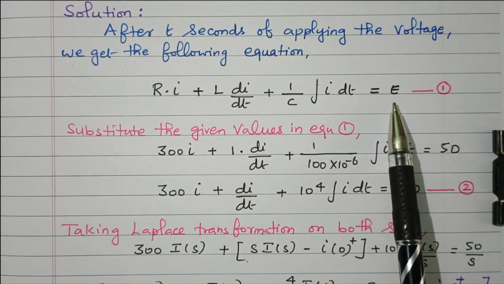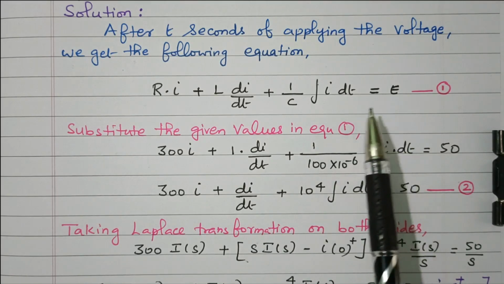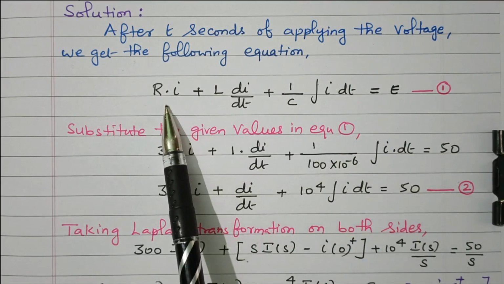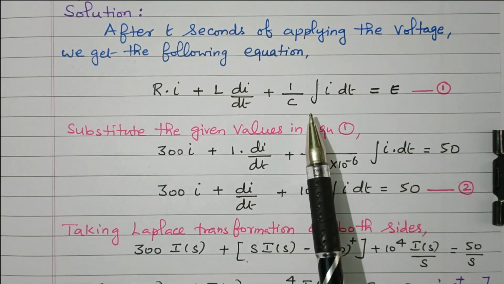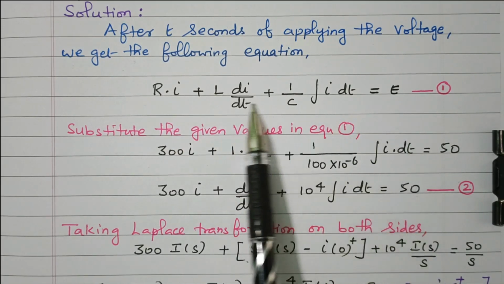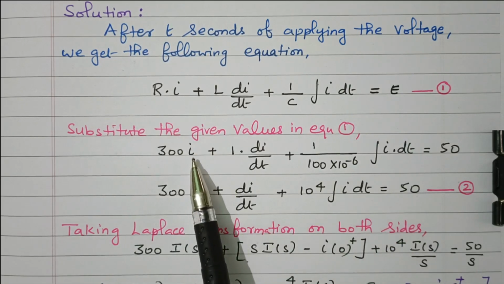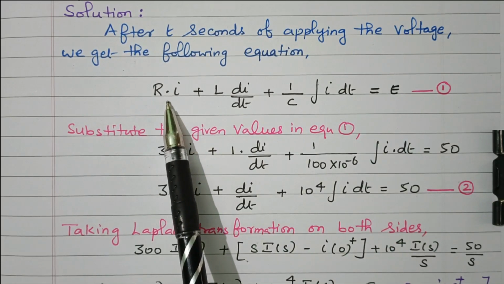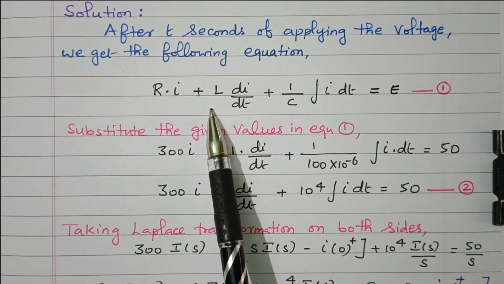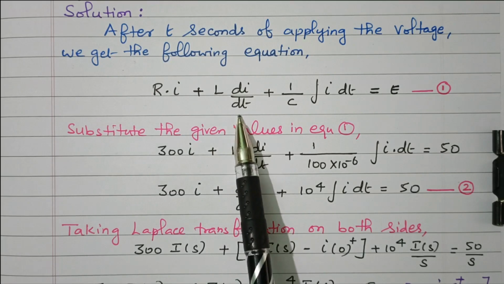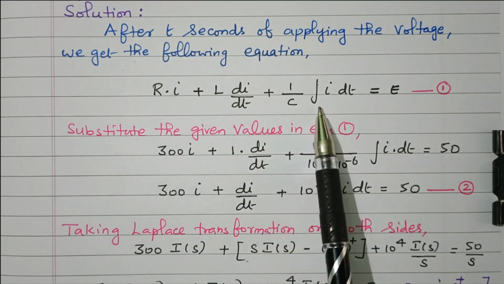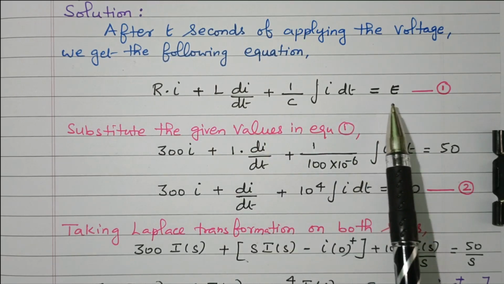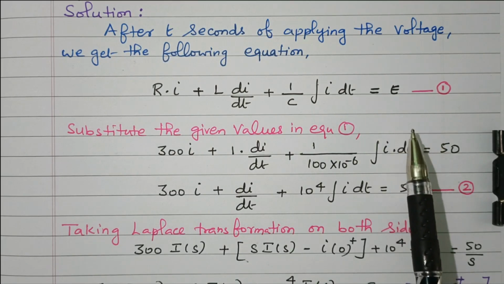So based on the KVL, the applied voltage E equals the voltage drop across the resistor, inductor and capacitor. Voltage rise equals voltage drop. That is the basis of Kirchhoff's voltage law. So R into I, the voltage drop across the resistor, plus the inductor, L di by dt, plus 1 by C integral I dt equals E. That is equation number 1.